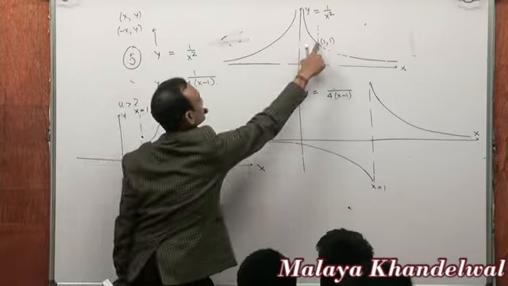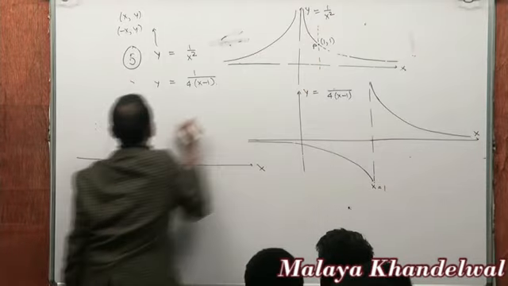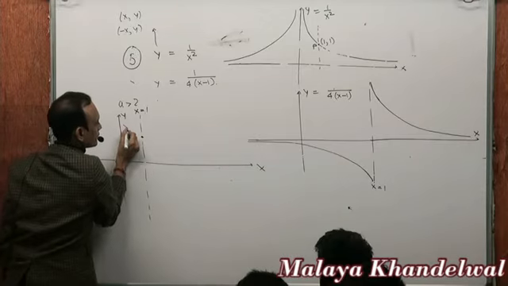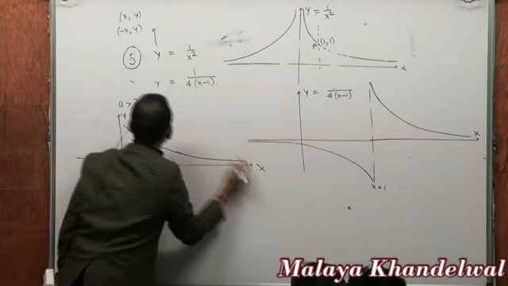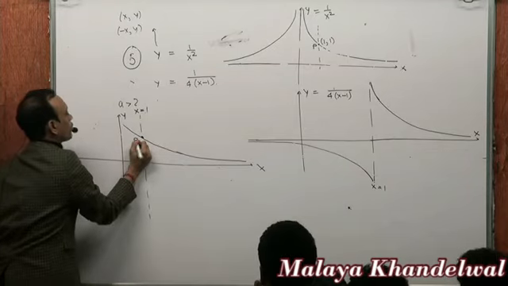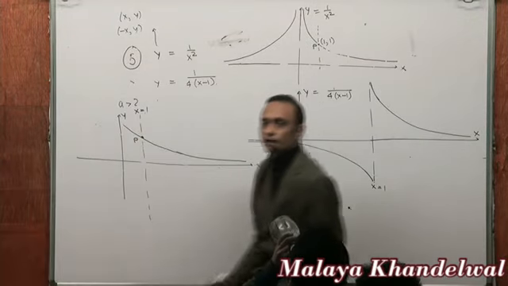This graph has a point P here, and it is decreasing. Right? This is y equal to 1 by x squared. This is the point P, 1 comma 1 on y equal to 1 by x squared. What do you say?